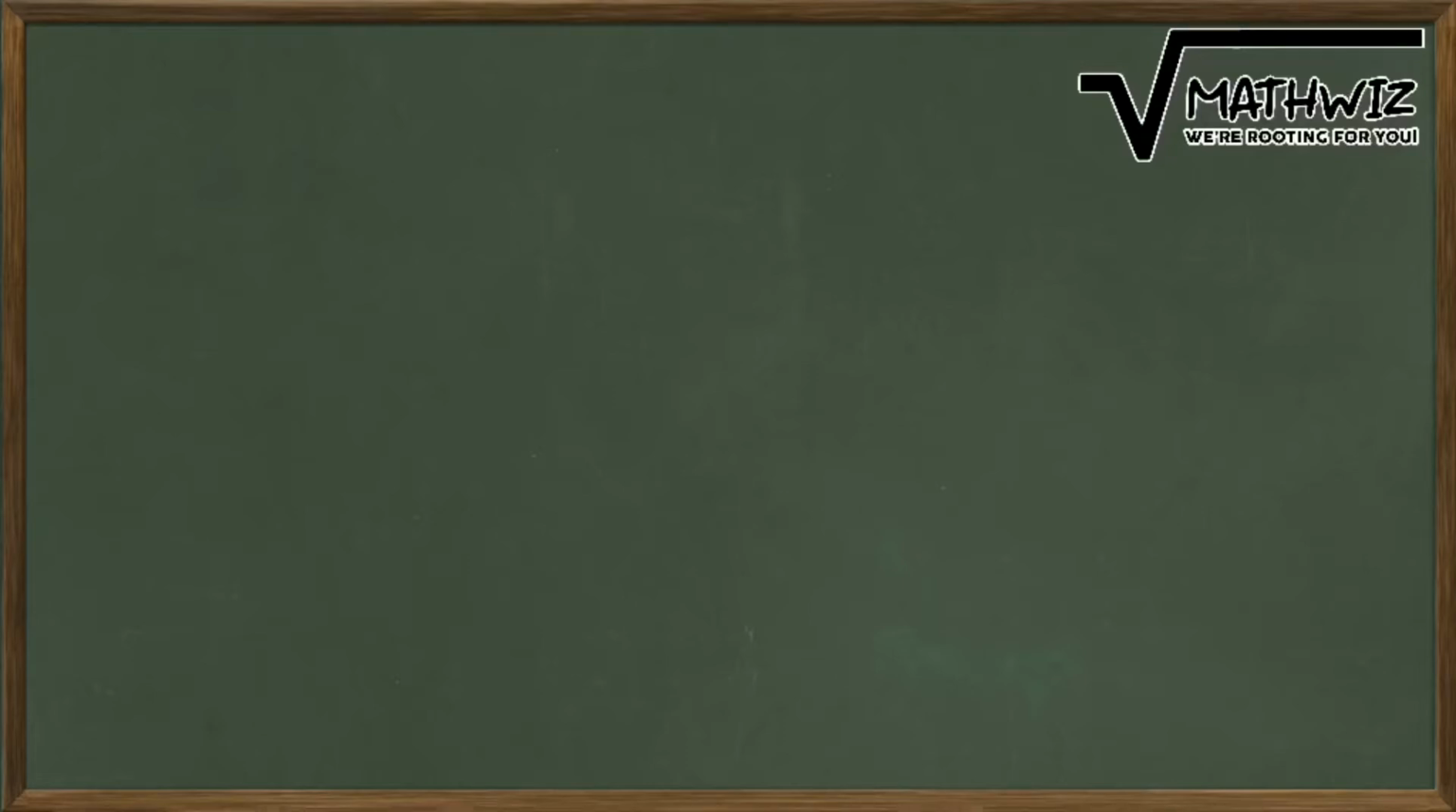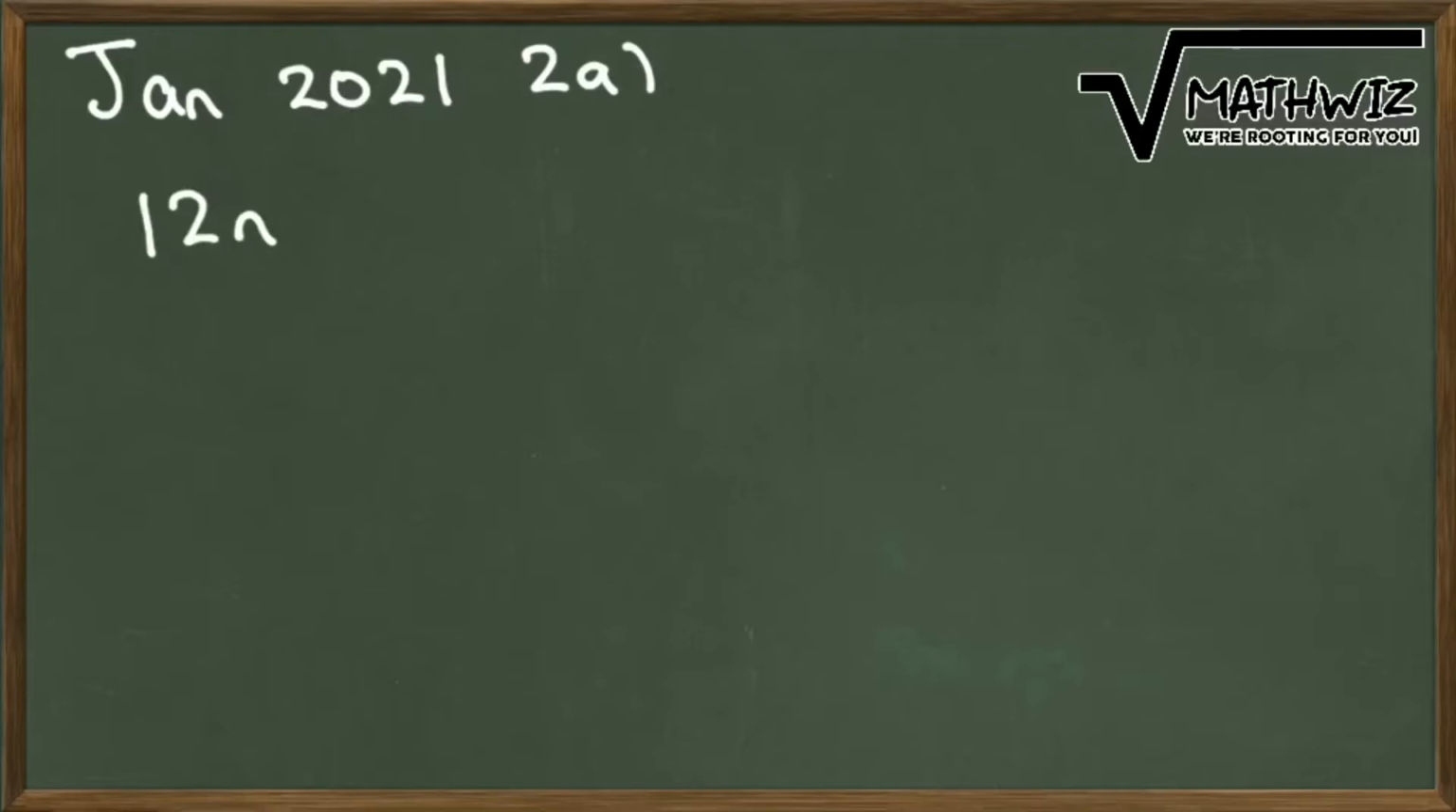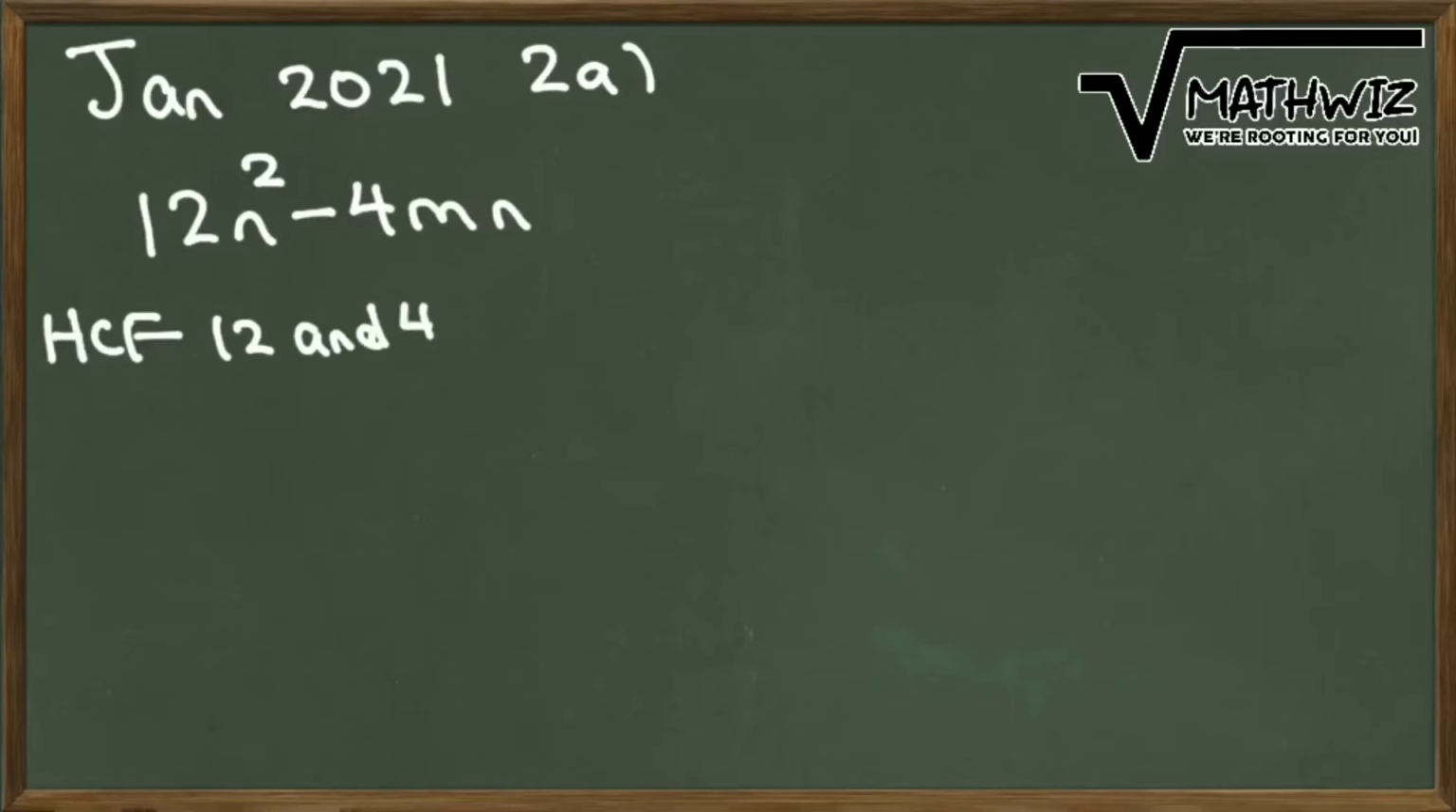So the first question we will be attempting is January 2021, and this is question 2A. It reads 12n squared minus 4mn. Right? So I'm just going to briefly do it in terms of how we teach it here at Factorization Academy. So the HCF of 12 and 4 is 4.